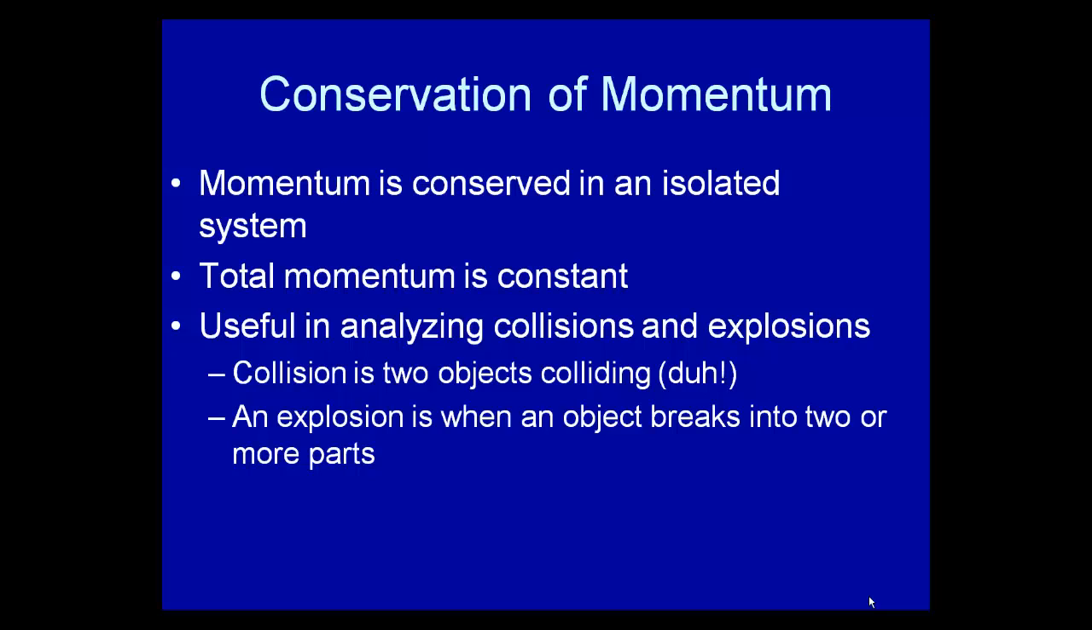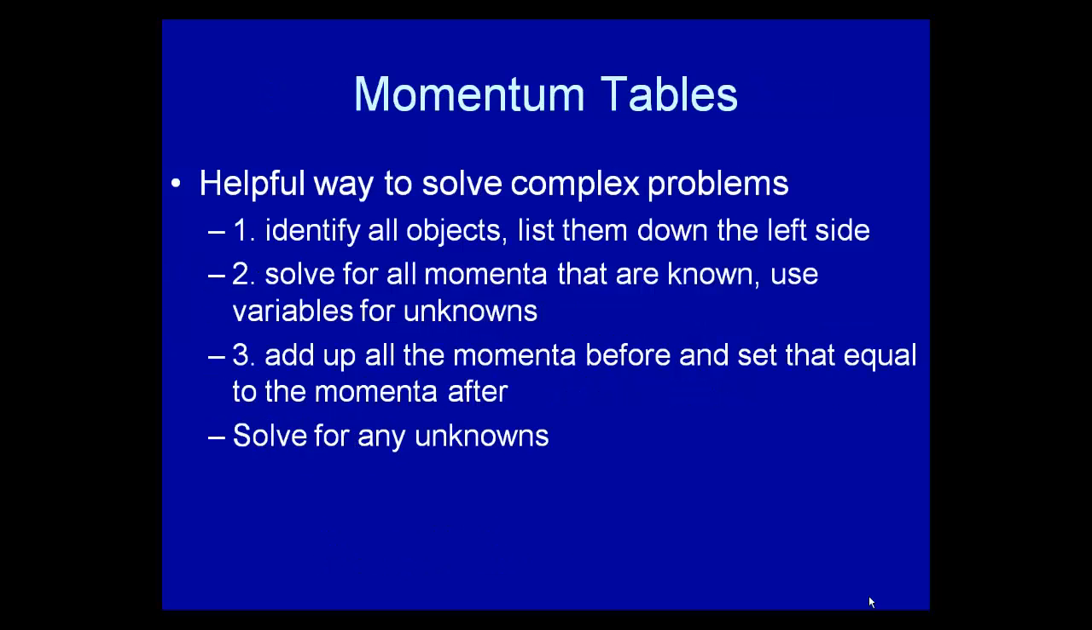Now, collisions, two objects colliding, Homer Simpson, duh. An explosion is when an object breaks into two or more parts. So in other words, it starts out with an initial momentum of 0. Now we think of explosions, we think of bombs and stuff like that, but it doesn't have to be, and I'll show you an example or two of that. And in all cases, the momentum initial is equal to the momentum final. We can also say the momentum before equals the momentum after.